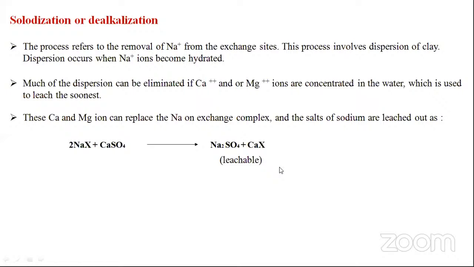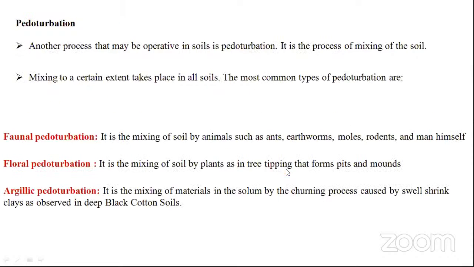That's why you can go for gypsum application. Next, pedoturbation. Pedo means soils. It is simply soil moving, soil mixing. Pedoturbation is nothing but the mixing of soils. We can see complete mixing of soils.